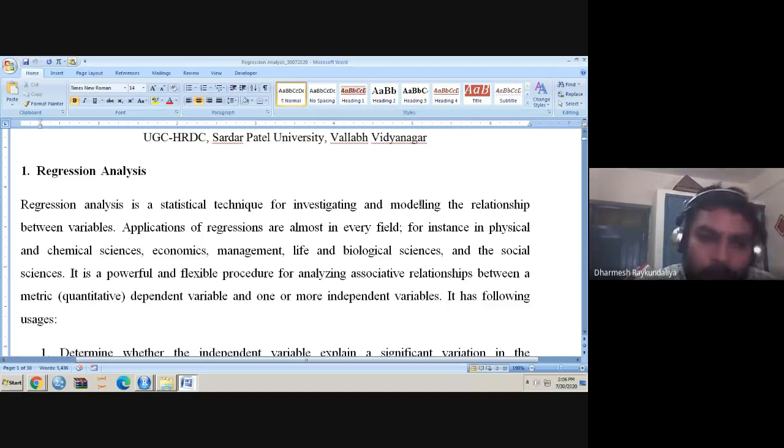Okay. So applications of regression are almost in every field. For instance, in the physical and chemical sciences, economics, management, life and biological sciences, and in the social sciences. Wherever you go, you will get the relationship between y and x, the relationship between the variables. For example, in botany, if I wish to study the growth of the plant, the growth of the plant is a function of time.